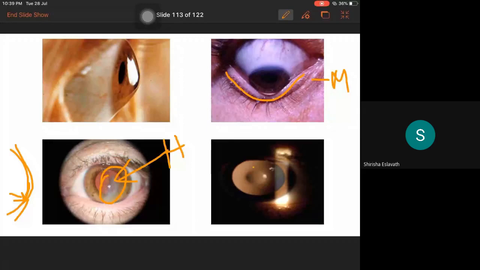Then this is the oil droplet sign. What is the oil droplet sign? With the direct ophthalmoscope, when you look into the fundus, you see the red glow in the background. In the center, in the front, you see a dark spot. That is because of the total internal reflection of the cornea, because of the deep abnormal cornea where there is a keratoconus, you'll have the dark reflex against the fundal glow.